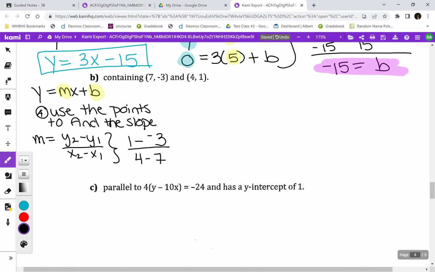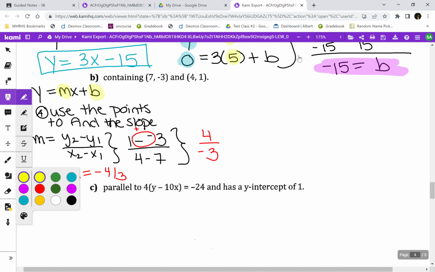Did I lose anybody, or are we all good? All right, let's keep going. Our double negative here makes a positive, so 1 plus 3 is 4. 4 minus 7 is a negative 3. Did we just find the value for m? Yes. We now have m is equal to negative 4/3. Remember, I always assign the negative to the numerator, but it really doesn't matter.